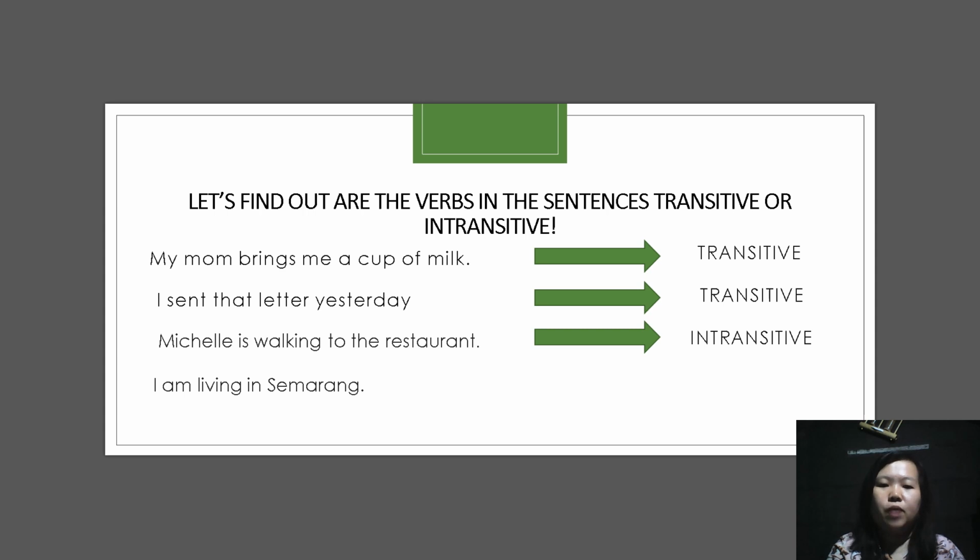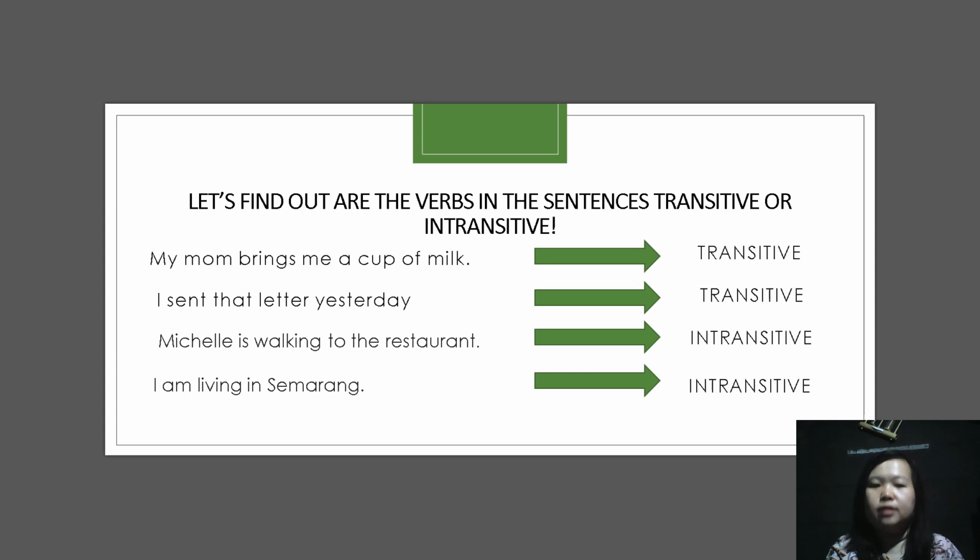And then the fourth one, I am living in Semarang. That sentence also uses intransitive verb. Am living here is intransitive because it is not followed by an object. In Semarang is an adverb, not an object.